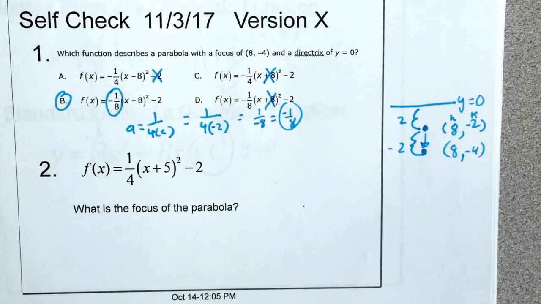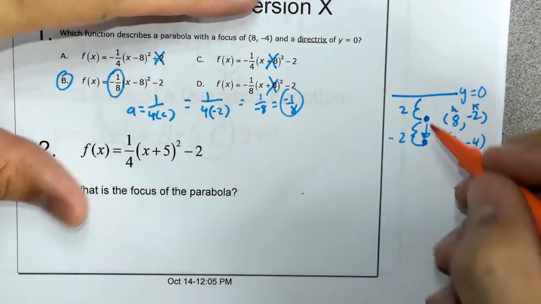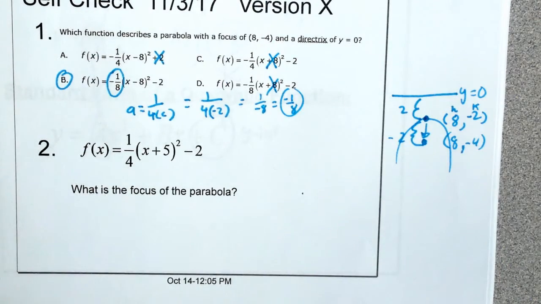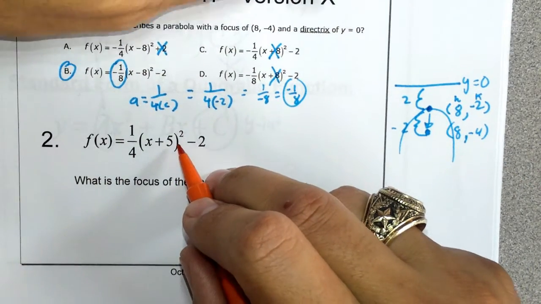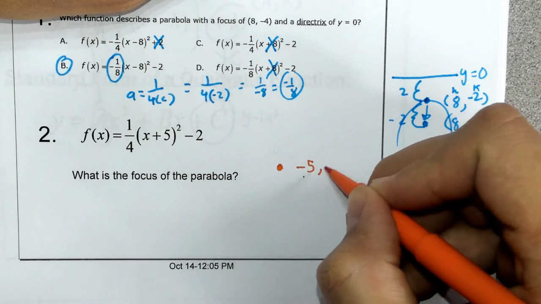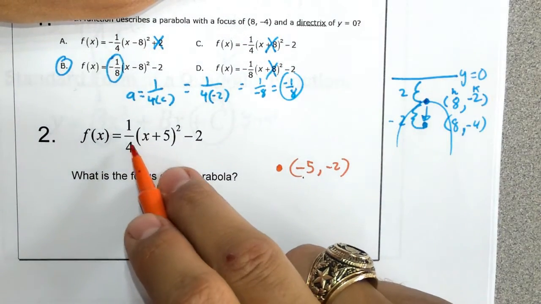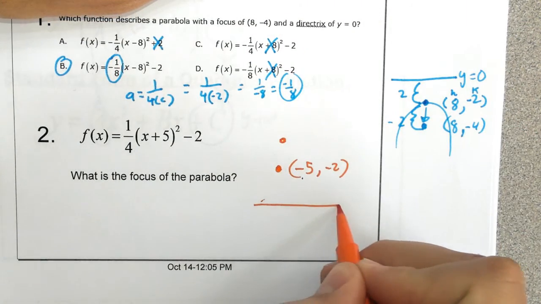Alright, next one, number 2. For number 2, we are asked to find the focus of the parabola. Let's start sketching a little picture like we did over here. Oh, by the way, this one over here would have gone down like that around the focus. Let's label my vertex. I have my vertex because this is in vertex form. My vertex would be (-5, -2). There's my vertex. This opens upward because it's a positive a value, which means my focus is up here and my directrix is down here.